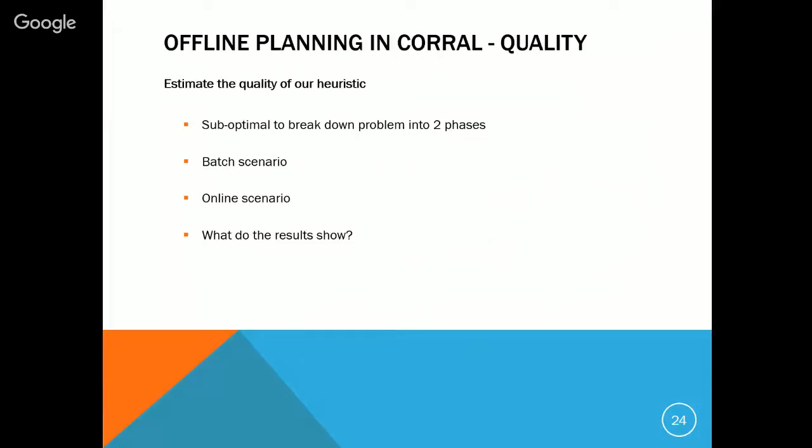So how do we estimate the quality of this heuristic? It is ultimately suboptimal to break down the problem into two phases. When we're talking about the batch scenario, it finds a schedule with the resulting makespan within 3% of a solution of an LP relaxation to the planning problem. When we talk about the online scenario, we find a schedule with the resulting makespan within 15%. So what do these results show? It shows that the two-phase approach is a near optimal solution, but it's not quite there yet.